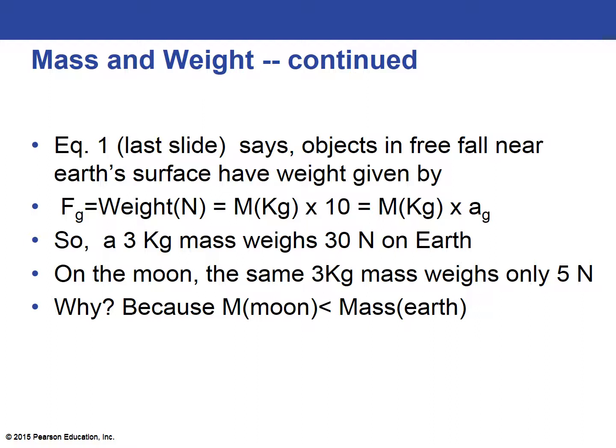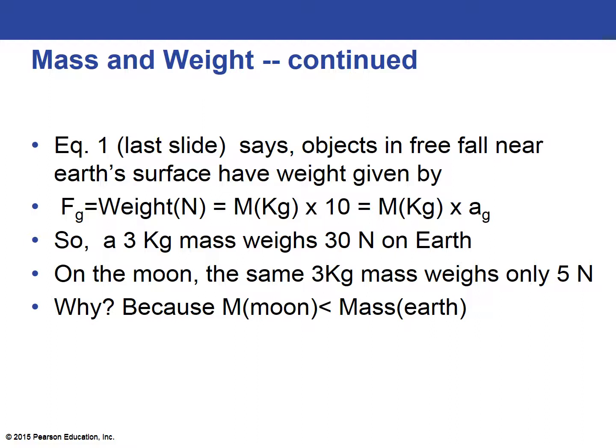On the moon, however, that same 3 kilogram mass will weigh only 5 newtons, or about 1/6 of its weight on Earth. And the reason for that is that the mass of the moon is much smaller than the mass of the Earth. So if you go back to the previous slide, you can see that the acceleration of gravity on Earth is defined by the mass of the Earth. So if in that last equation I replace the mass of the Earth with the mass of the moon, I would get an acceleration that is about 1/6 as big as it is on Earth.